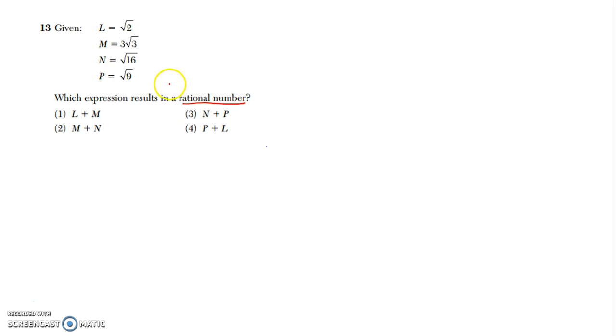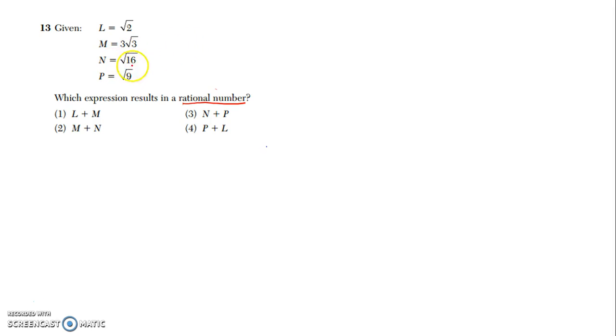Here's what they need you to be able to do. They need you to know if you're given radicals, in order for it to be a rational number, you'll be able to come out with a nice integer for them. So square root of 2, if you try that on your calculator, it's like 1.14 or something like that. 3 square root of 3, again, that's not going to come out with a nice integer.